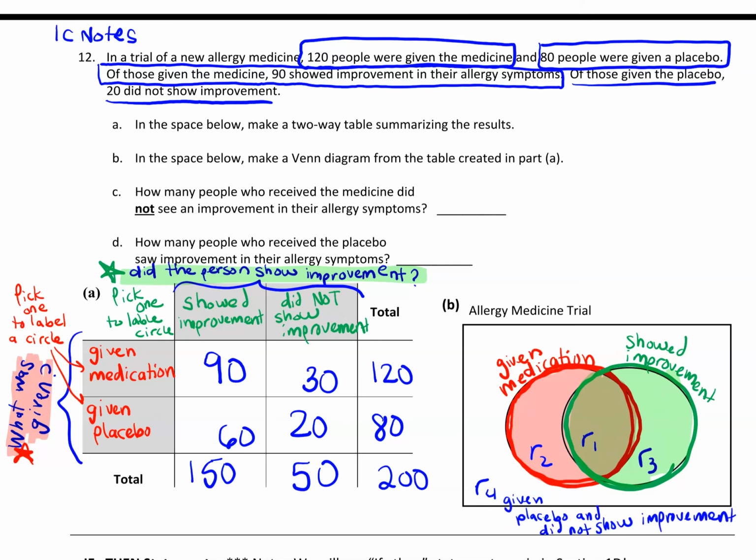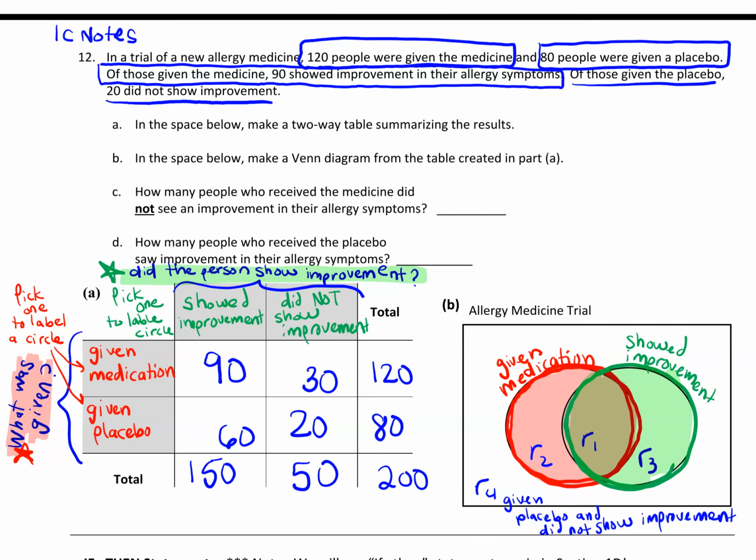And again, since I chose to label this red circle given medication, there might be a different choice for a different person, or in my math lab, they might have chosen to label the red circle given the placebo. There's actually 4 different Venn diagrams that can be drawn to represent this scenario. So you have a little bit of freedom. With freedom comes some responsibility there.